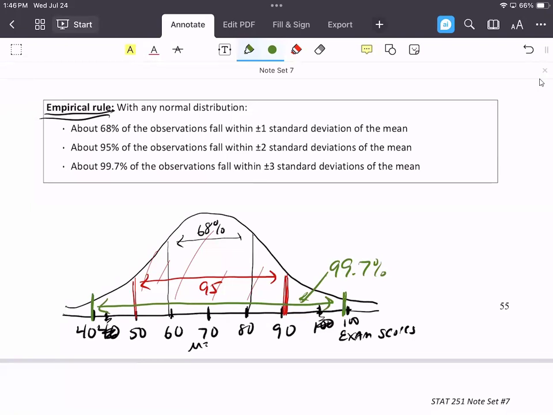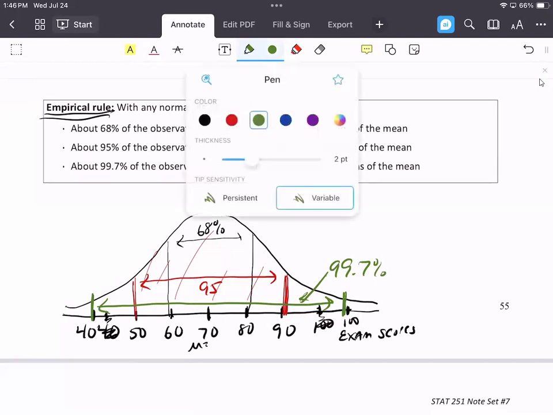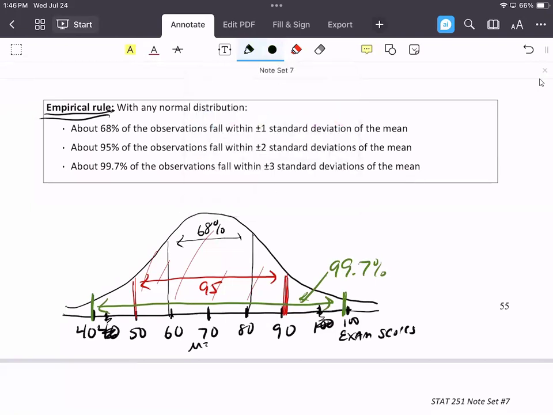What's the total area under the curve? Hopefully you remember, if this is a valid probability distribution, what does it have to be? Well, the area under the curve has to be 1.